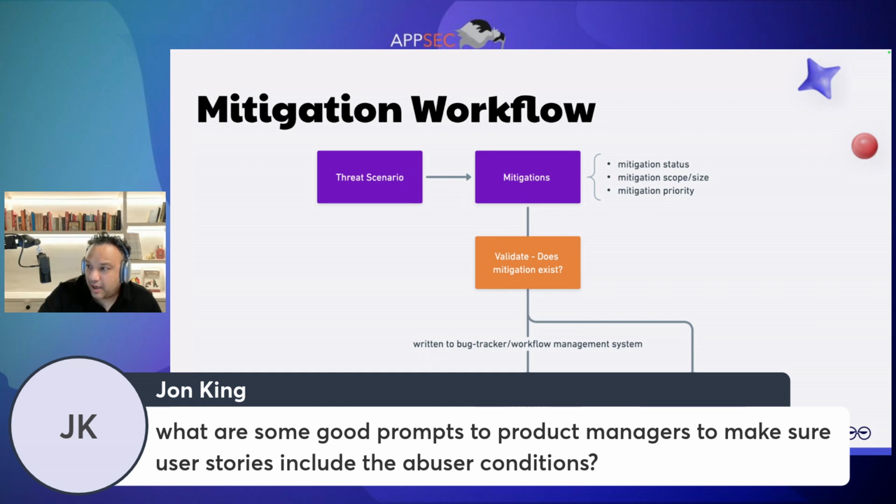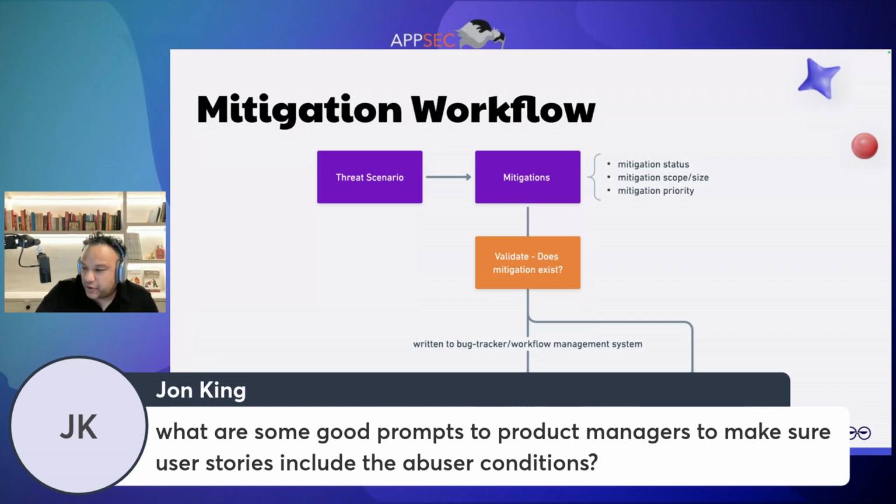What are some good prompts to product managers to make sure that user stories include abuser conditions? When you say prompts, I'm guessing you mean LLM prompts. Is that what you mean? I'm not sure whether you mean that or the term prompt in general. Oh, just hints, okay. What I would really say is look at how this feature can potentially be misused, right? The term misuse tends to be a better word to use, especially when dealing with non-technical folks or business folks in this context. So how do you think it can be misused?